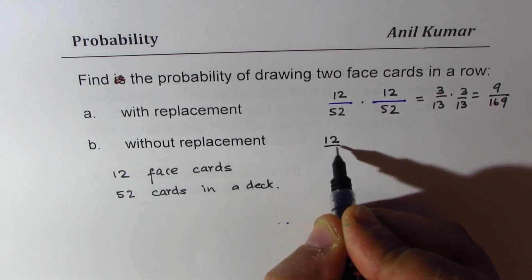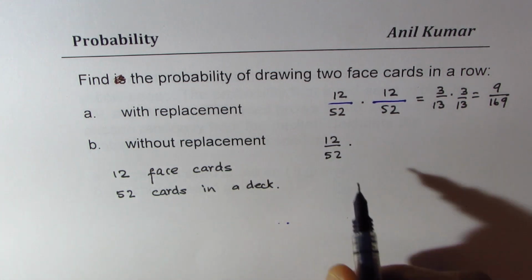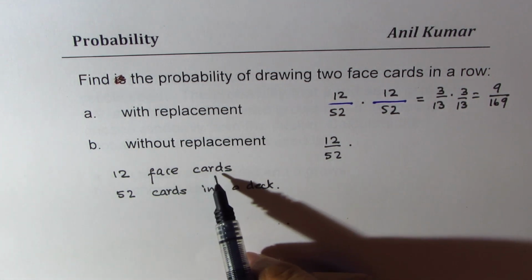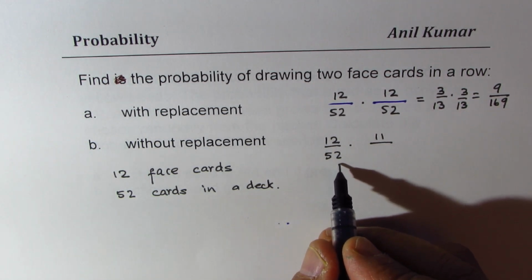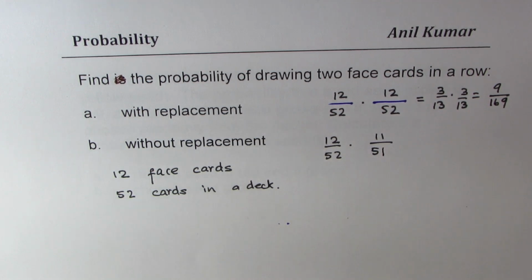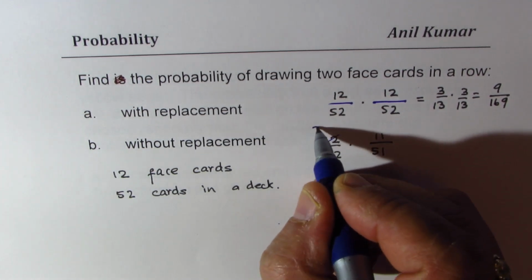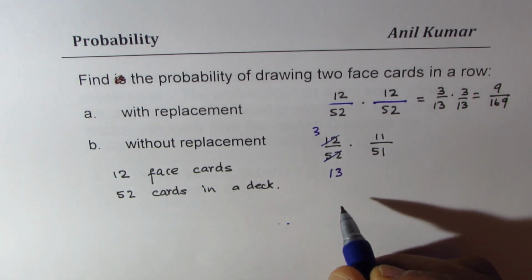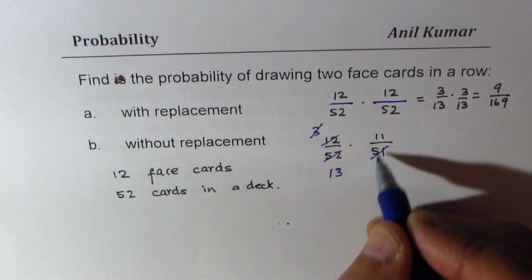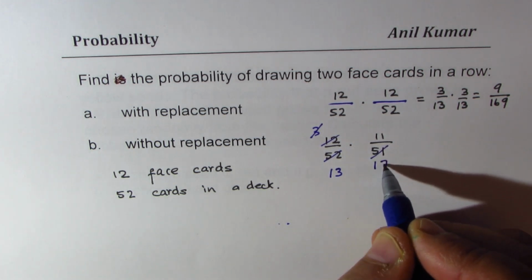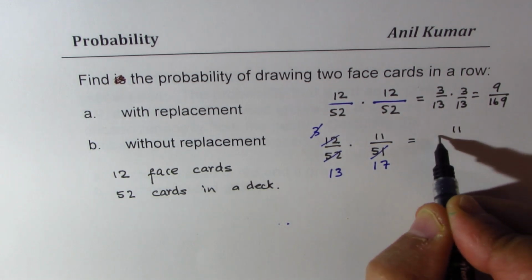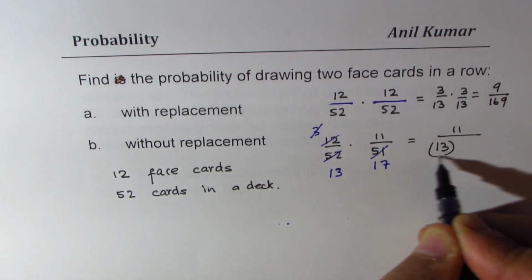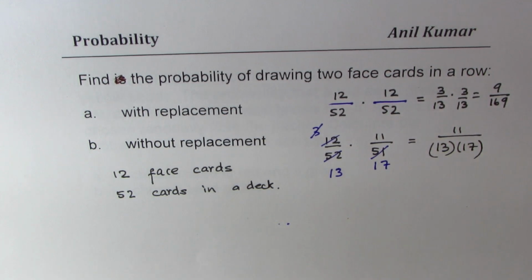So you get 12 over 52 as your choice. Now, if you have already drawn a face card, we are left with only 11, and the total number of cards left is 51. So that is the scenario now. This could be simplified, and as you know, this goes 4 times 3, 4 times 13, and that 3 you could simplify here, 3 times 1 and 7. So that is your answer. So I'd like you to use the calculator, write down the answer as 11 over 13 times 17, correct?